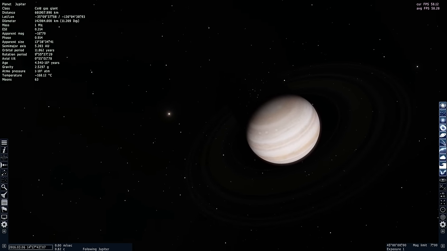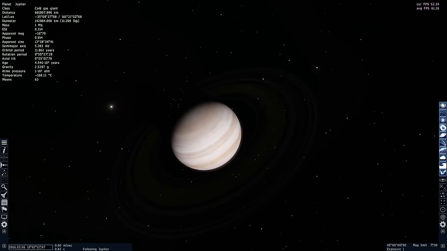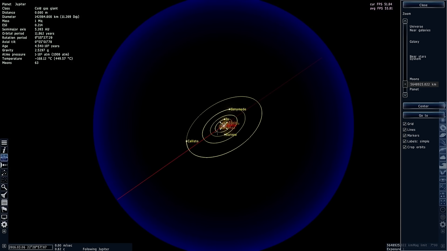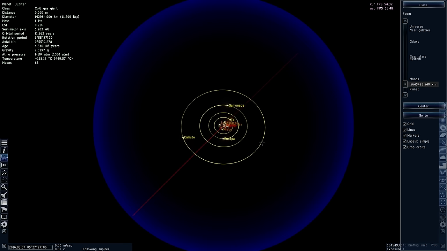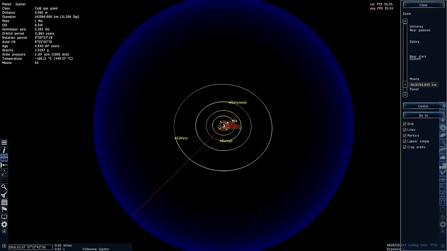We're not going to be able to cover all of them because there are just way too many. Now I can show you some of them using this button right here. And these are the important ones. These are called the Galilean moons because Galileo discovered them a long time ago. He was the first to find them.